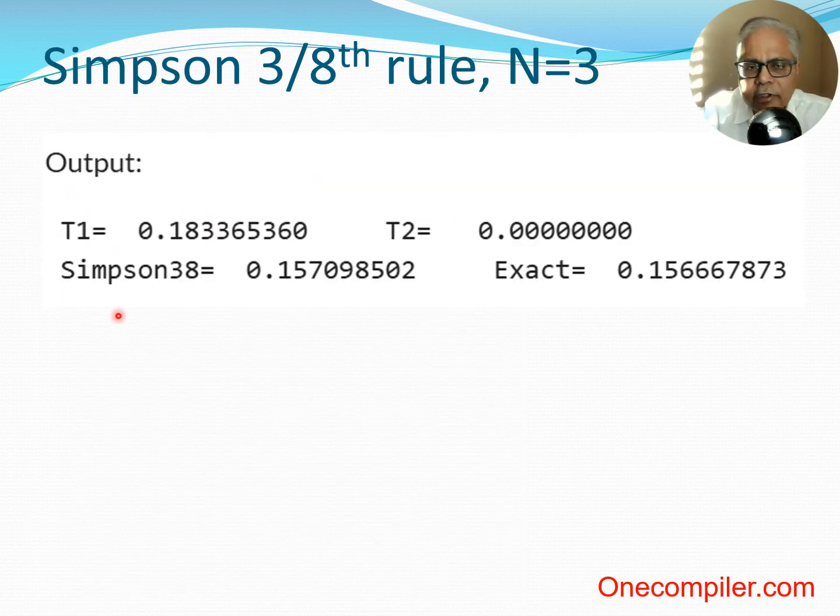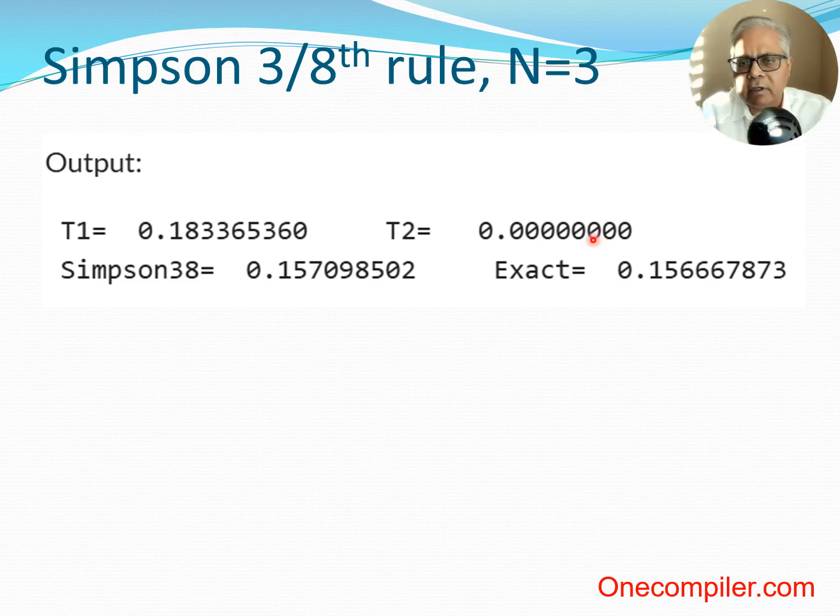So this is the output here. You can see the term 1 is 0.1833. That's the number I also got from hand calculations. And also the second term is simply 0. So in this case, the second term does not actually get activated at all.